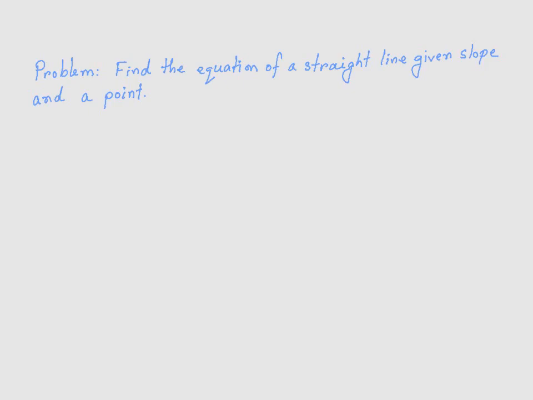In this video, I am going to find the equation of a straight line for which slope is given and also a point is given on the line. I will consider a few cases.